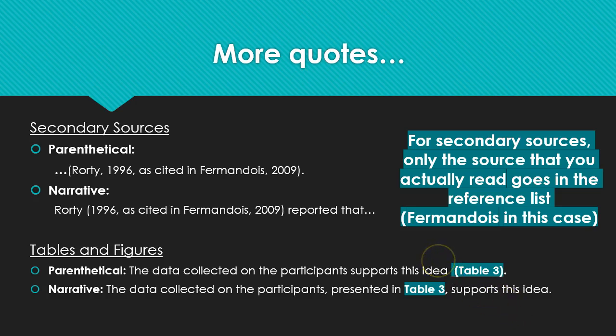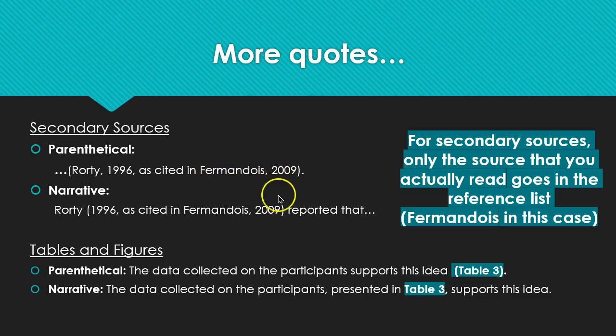Another type of citation is information from a secondary source. Now, this means that I read the publication by Fermandois, and this author cited this author, Rorty. So now I'm citing Rorty through the author that I actually read. So I put the original author's name here, the date that that publication was printed, and then the information for the source that I actually read, as cited in Fermandois 2009.